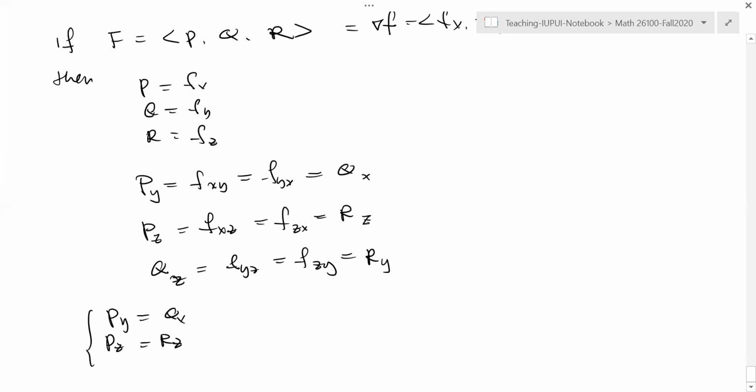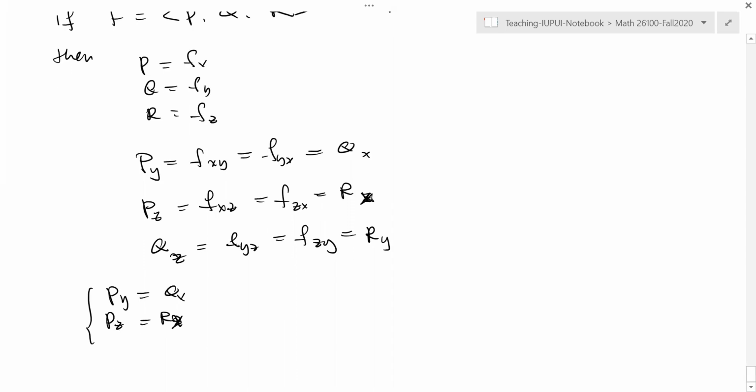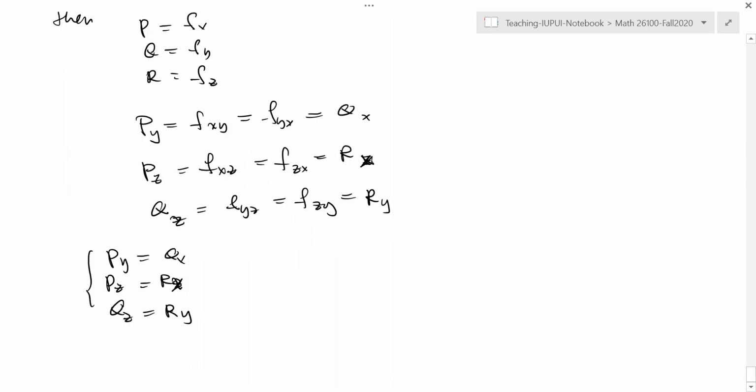Let me double check. This is Rx, yeah, Rx. And that is Qz equals Ry. So it's harder to memorize it. So those are the necessary conditions, okay?